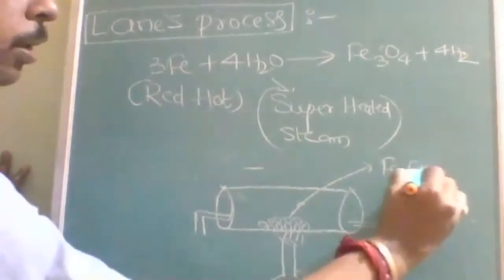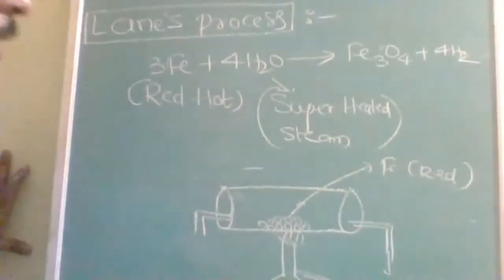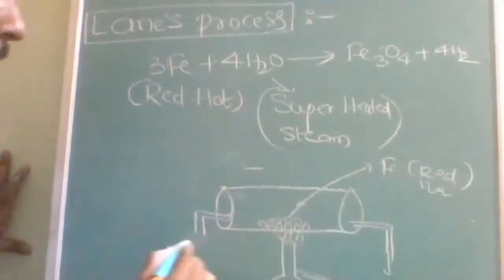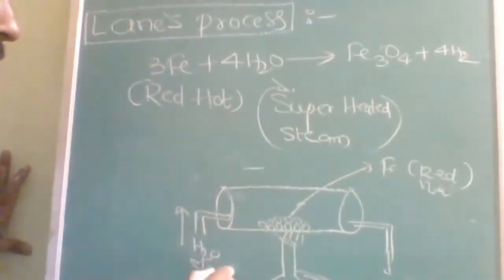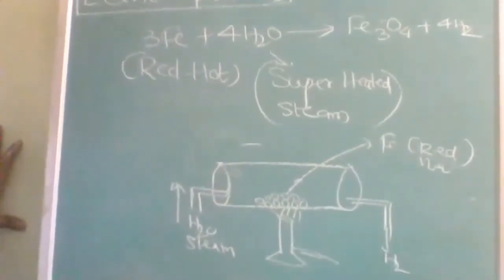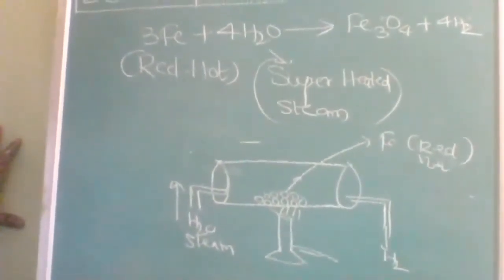This should be red hot iron. Okay, red hot iron, and here what we are sending? Steam, we are sending in this direction, that too superheated steam. And what are we receiving? We are receiving the hydrogen. You note down this diagram. The second step I will tell you.